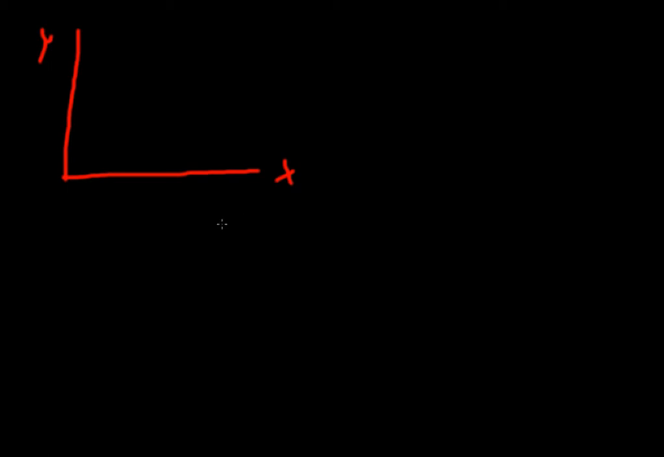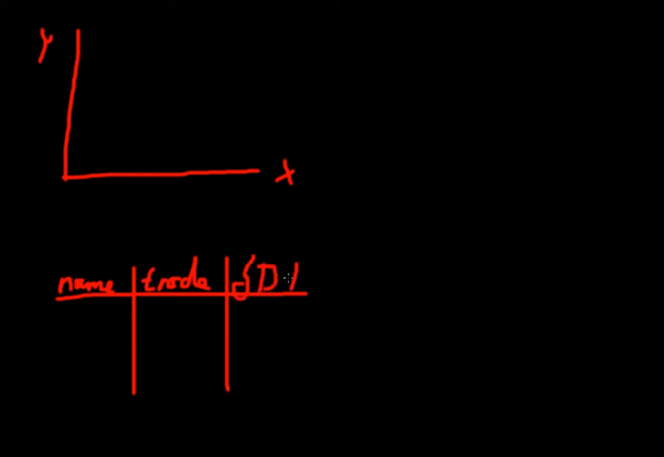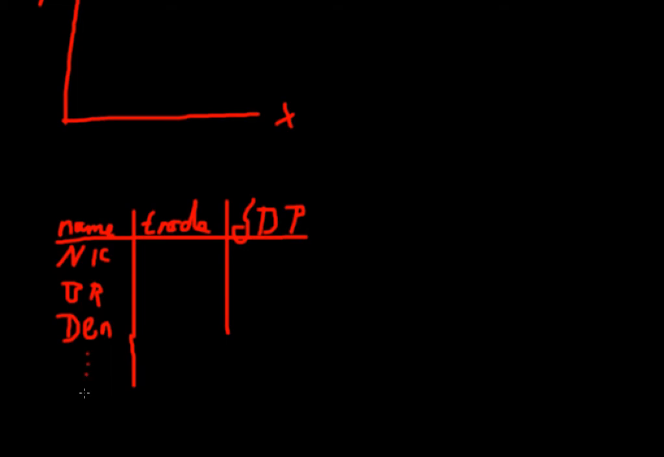So the first thing we do is, as always, we draw our table. So you have a table with the country's name, the volume of trade, let's say in million dollars, and you have the GDP in, let's say, billion dollars. Okay, so you have your countries, for example, Nicaragua, Brazil, Denmark, and all the way down to the last country. So this is like, I don't know how many countries are in the world, 200 and something observations. So every country in the world except the United States.